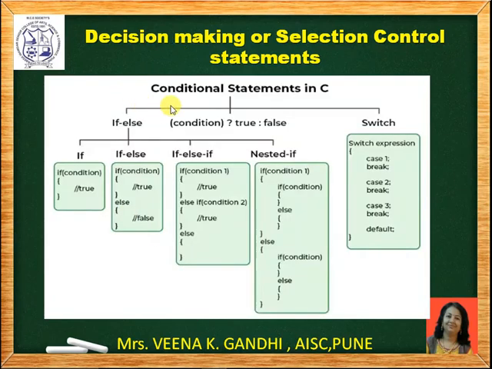The types of conditional statements in C language. First, if statement. Again in if there are parts: if statement, if else statement, nested if else statement, else if ladder, and another one is the switch statement. Now we have already seen the conditional operator or ternary operator. It also helps in making decisions.